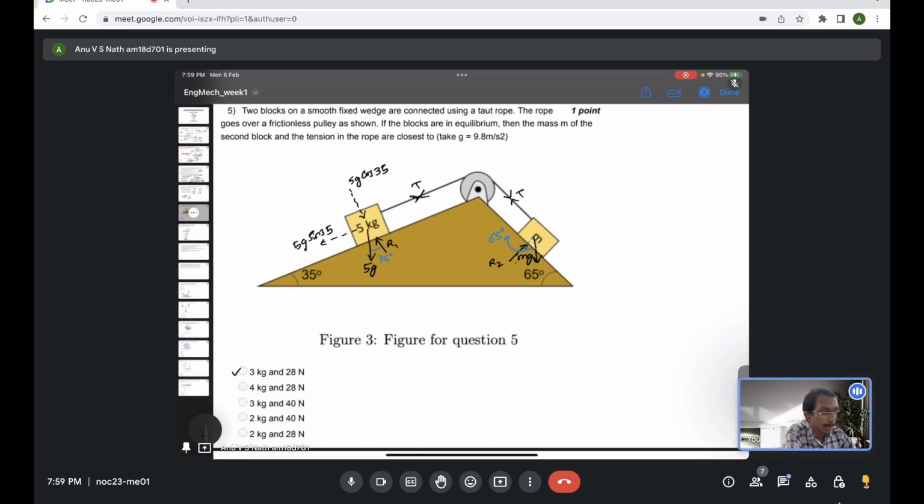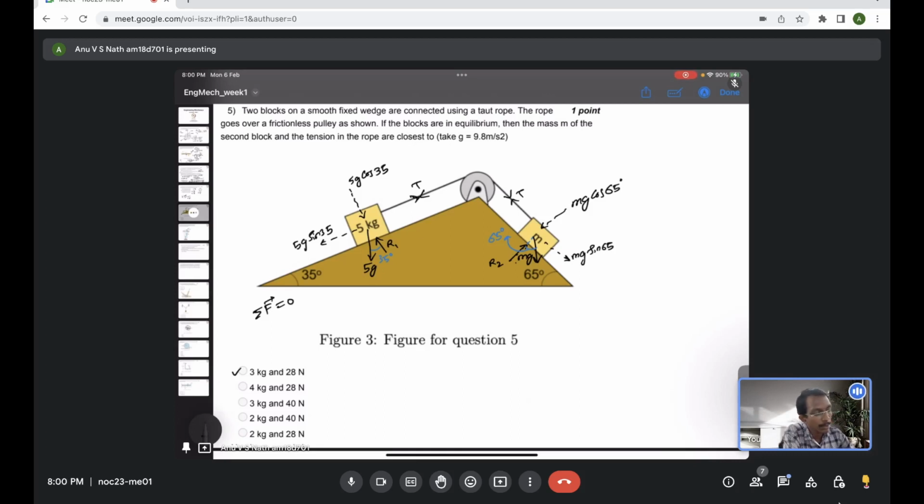Now the weight mg can be resolved along the direction of R2, which is mg cos 65, and along the direction of tension, which is mg sin 65. So now we can consider the equilibrium of the 5 kg block. The net forces acting on the 5 kg body should be 0.